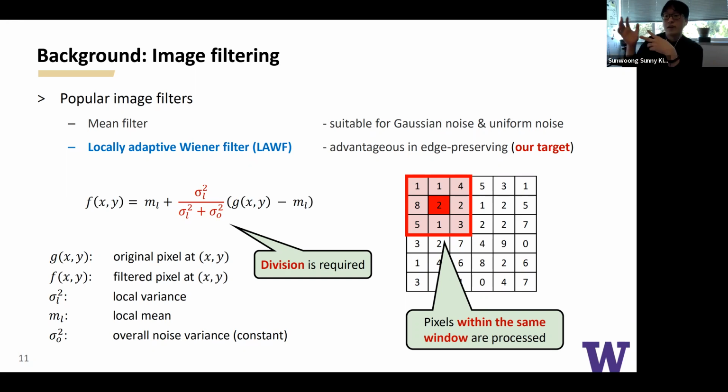As the local variance value increases, can you see my cursor? Yeah, we can see it.